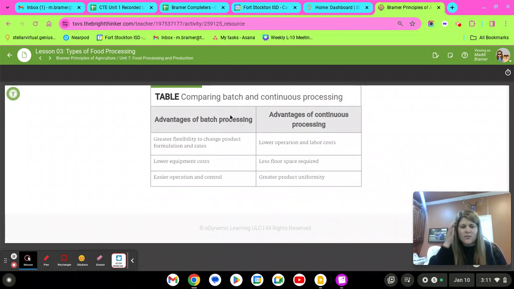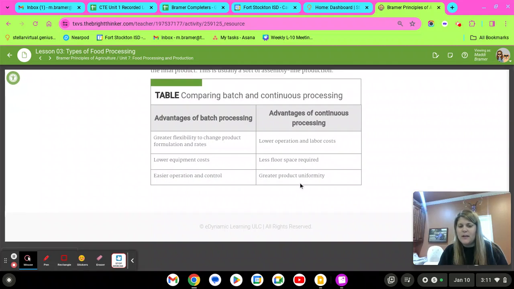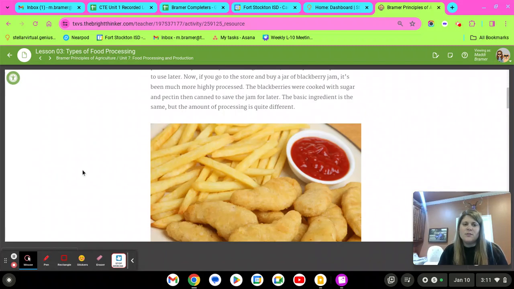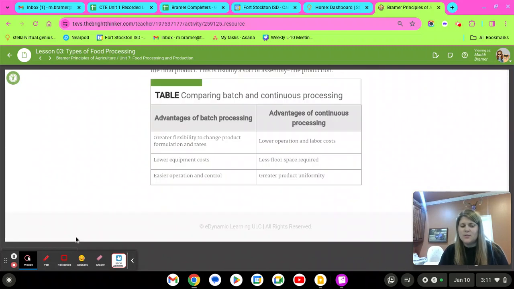So let's look at the advantages of each. So for batch, greater flexibility to change product formulation and rates, lower cost, easier control. Continuous, lower operation and labor cost, less floor space, and greater product uniformity. So there's advantages to both, and those are the two main types. Make sure you remember continuous and batch.